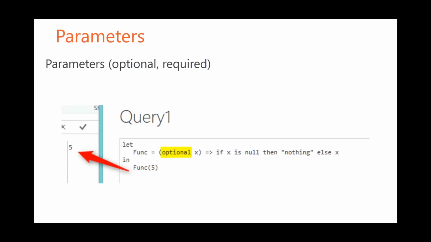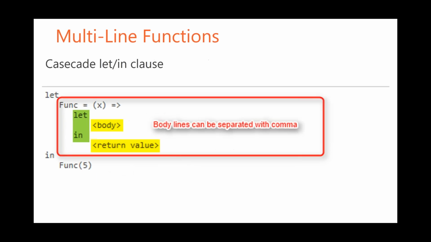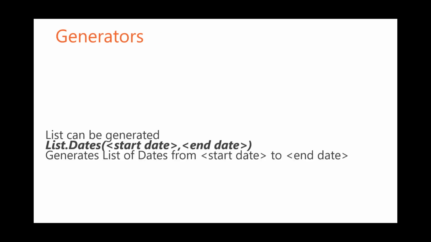Parameters can be optional, and this is really helpful because then I can choose what to do if, for example, x is not available. If x is available, then return x. If it is not available, then return nothing, or something like that, and I can mark that as optional. And functions can be multi-line inside a let and in section. I'll show you how that works. It's just very easy to work with. I'll skip this. And generators.